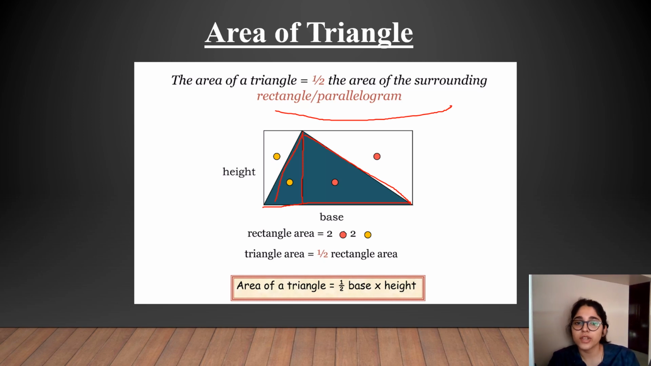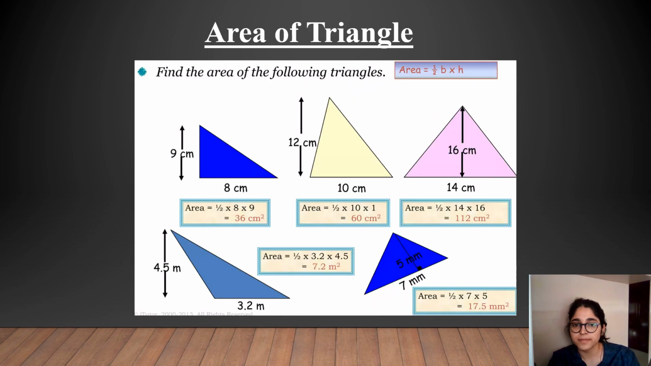So if this is my base, like it is given over here, and this becomes my height, we get that the area of the triangle falling in here will be half into base into height.